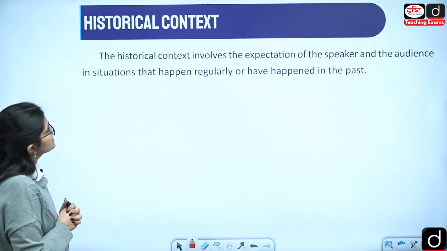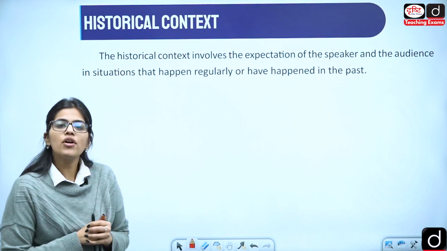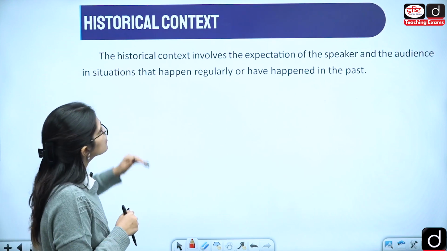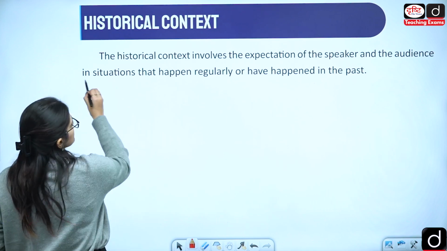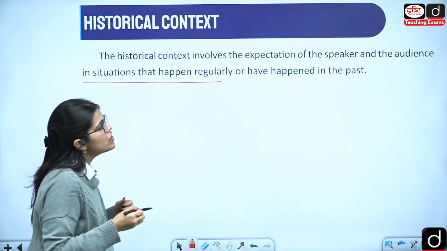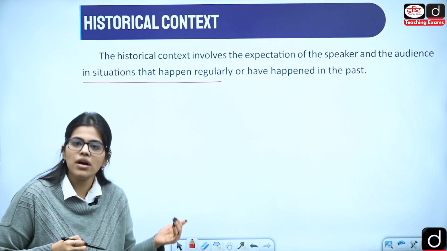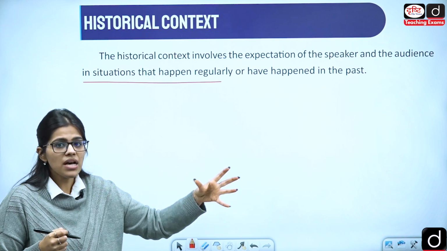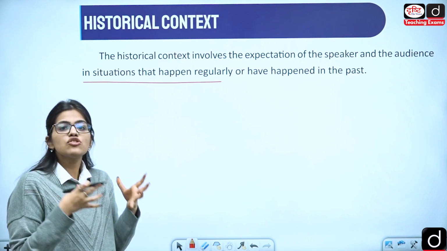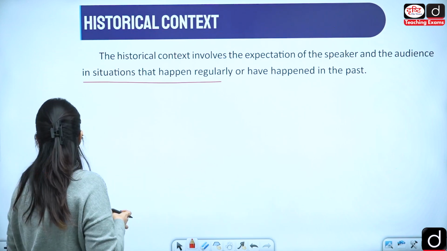Let us see the first context, that's the historical context. The historical context involves the expectations of the speakers and the audience in situations that happen regularly or have happened in the past. So if there is a situation or a communication that happened in the past, we call it the historical context of communication.